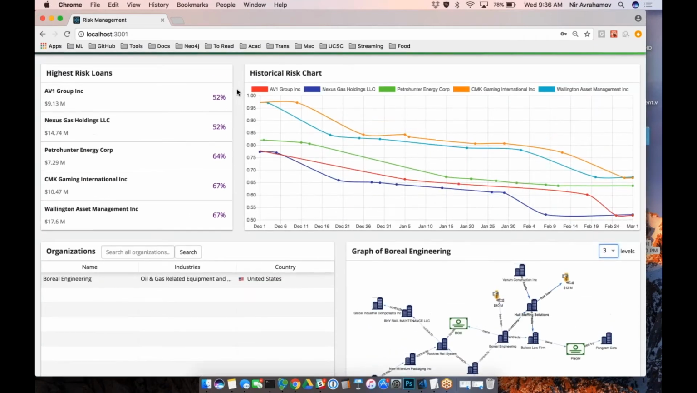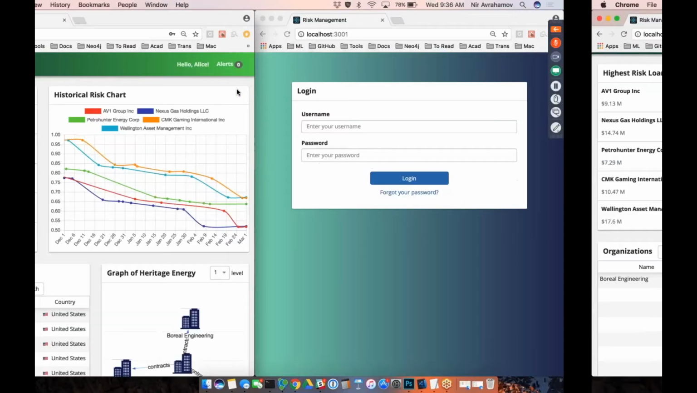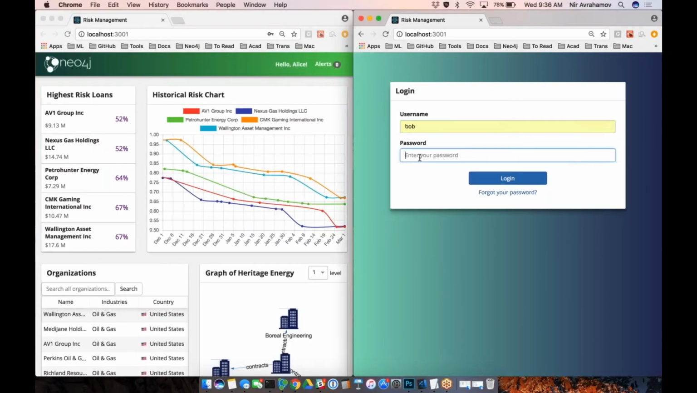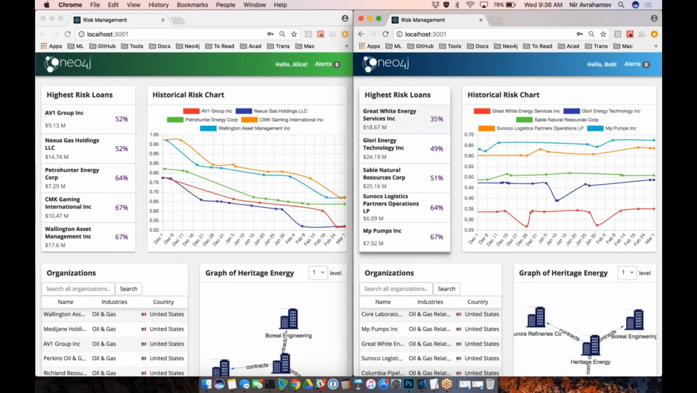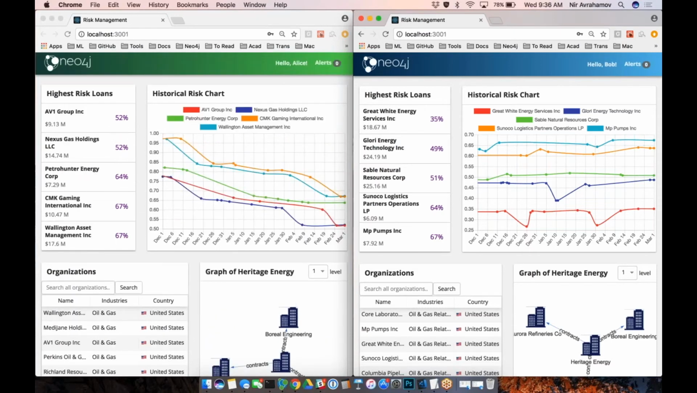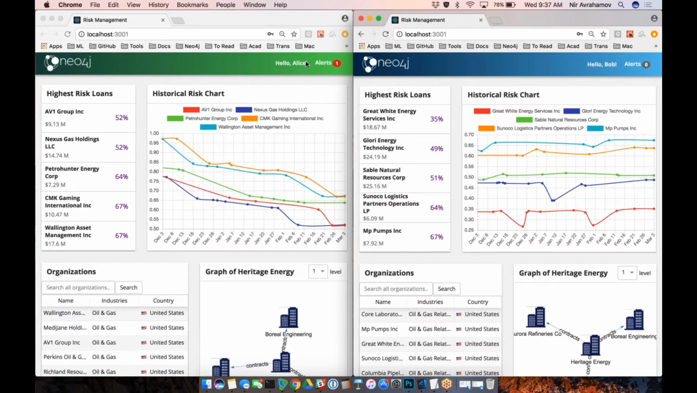Great. So let's go to step one. Let's now log in as Bob as well. We're basically going to show you two analysts that are working on two different sets of companies, and we'll have them side by side to just make sure that you get a view of that. So we will basically simulate a market event. Nir is going to simulate that and bring in market data.